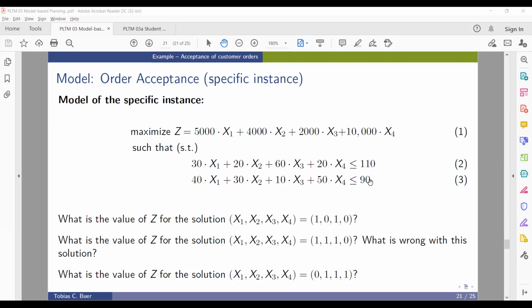Now I have another solution here. I give you this solution. X1, X2, X3 are 1, X4 is 0. That means we accept orders 1 to 3. And now what is the value of the objective function and what is wrong with this solution?